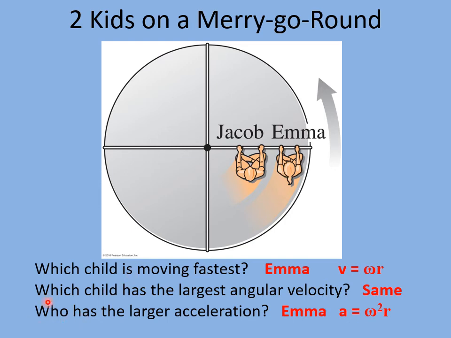Now, who has the larger acceleration? The answer again is Emma, and the reason for this is most easily seen when we use the equation centripetal acceleration is equal to omega squared r. So they both have the same omega. It's no different between Jacob and Emma. But obviously Emma has a larger radius, so that means her acceleration is larger.